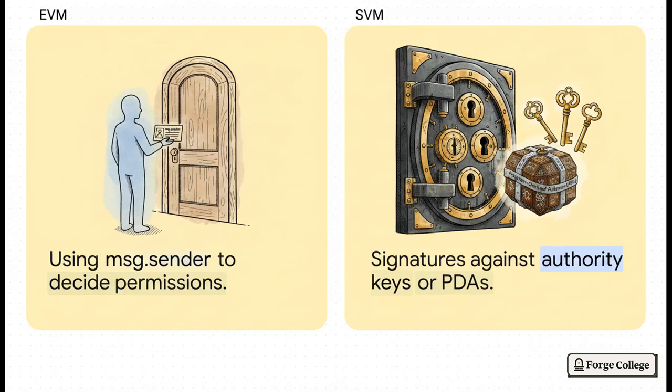Example 3, access control. EVM uses msg.sender to check caller identity. Super simple, very straightforward. In the SVM, however, authority is represented by account ownership, program-derived addresses, which we call PDAs, or signer lists. You don't just port msg.sender over. Instead, you explicitly verify signatures against an authority key stored securely in a rent-exempt account. Or, even better, you use PDA-derived authority that simply cannot be controlled externally.